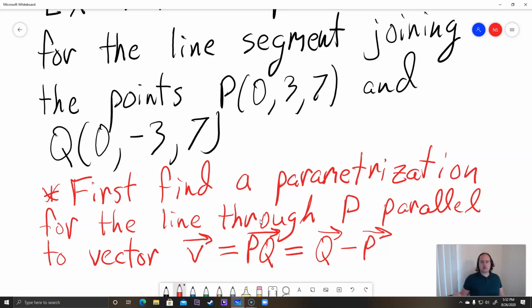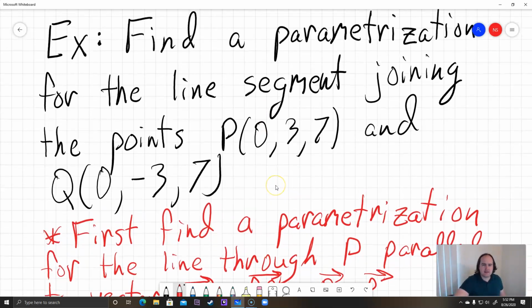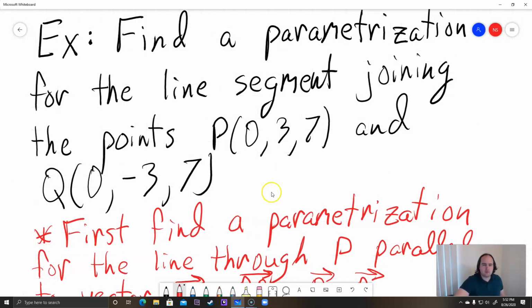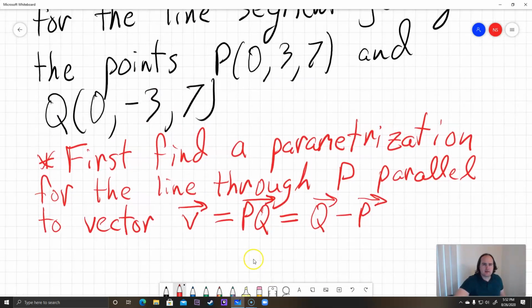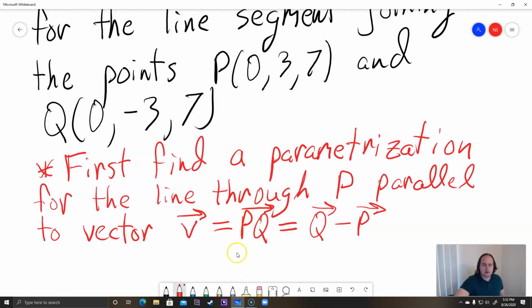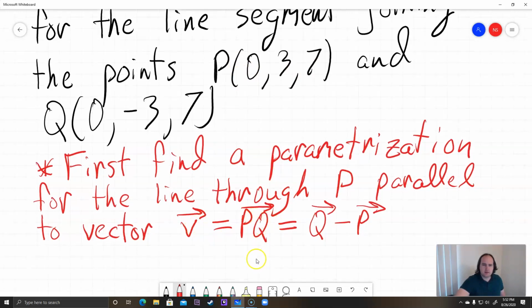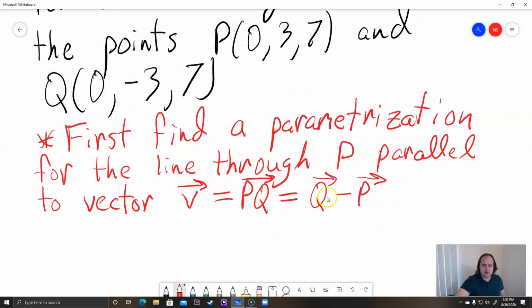Alright, so we're going to focus on the line first, and then at the end we'll turn it into a line segment by restricting the domain, so restricting the parameter t. Okay, so that's our strategy here. We already know what P is, that's (0, 3, 7). But we need to figure out our vector V, which is written as PQ. And again, PQ is Q minus P, writing them as vectors.